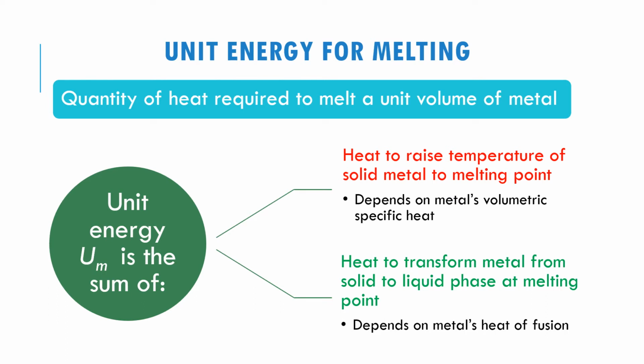Now, let's see the unit energy for melting. What is the unit energy for melting? It is the quantity of heat required to melt a unit volume of the metal, represented as UM. UM is the sum of the heat to raise the temperature of the solid metal to its melting point, which depends on the metal's volumetric specific heat, and the heat to transform the metal from solid to liquid phase at the melting point, which also depends on the metal's heat of fusion.